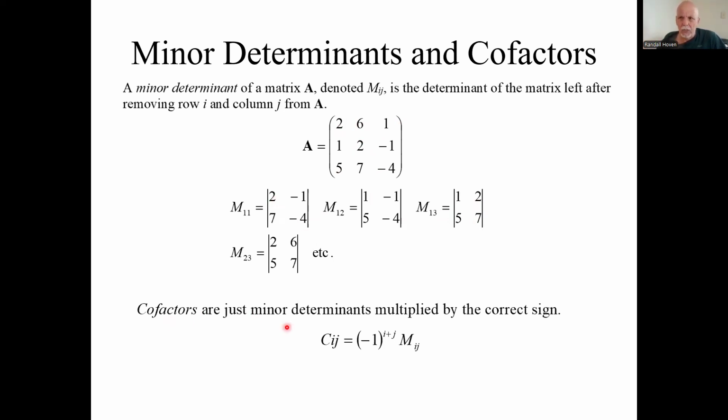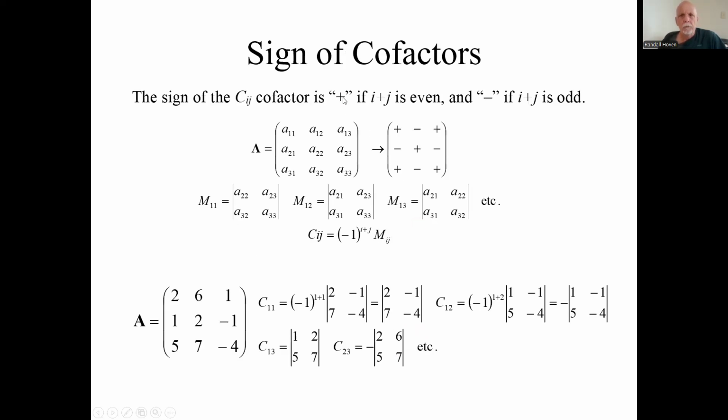And what is a cofactor? Well, it's just this minor determinant multiplied by the correct sign. Here's one way to describe it. It's minus 1 to the i plus j. So if i plus j is even, you get plus 1. If i plus j is odd, you get minus 1. It's plus if it's an even number, minus if it's an odd number.